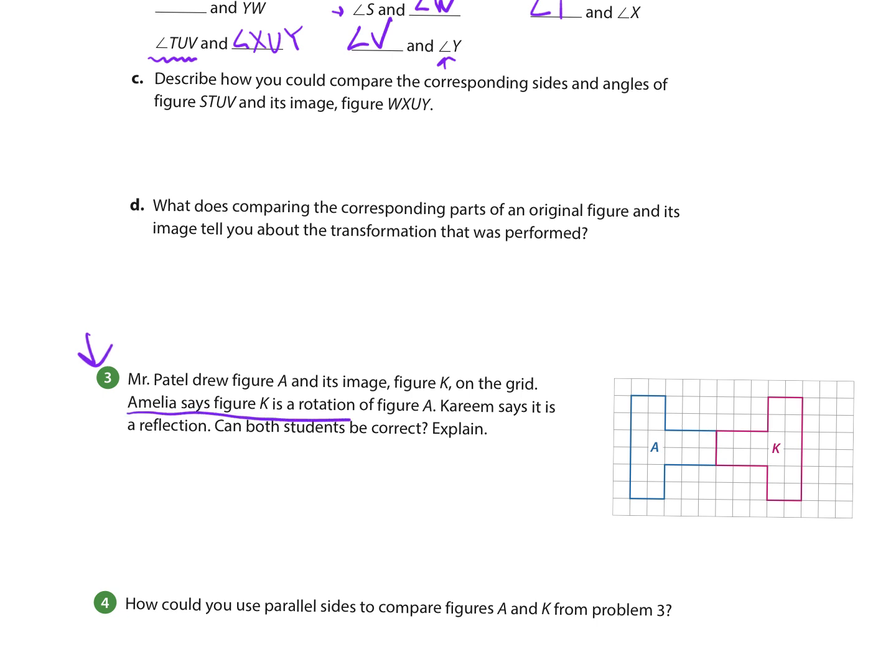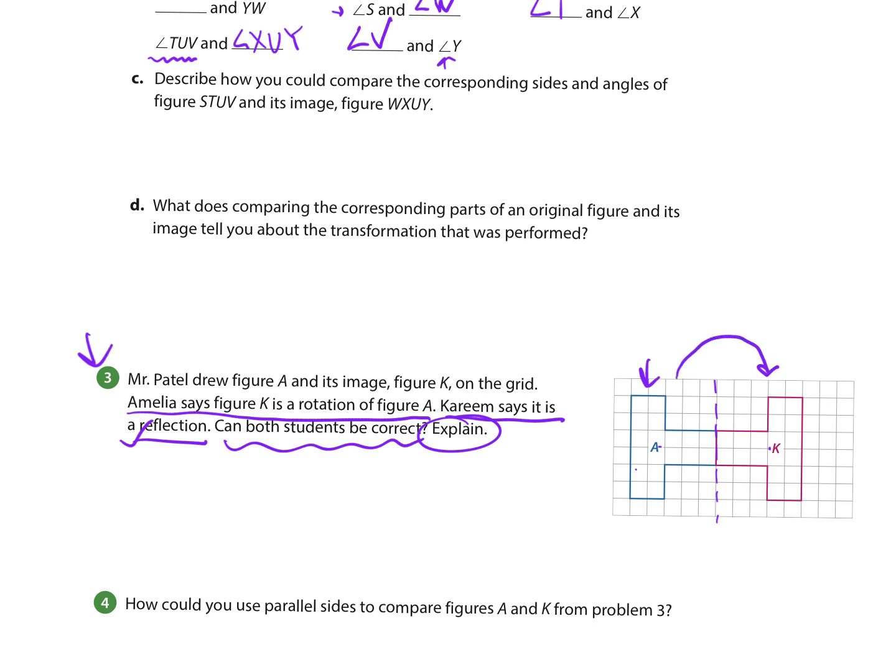Amelia says figure K is a rotation of A. Kareem says it's a reflection. Can both students be correct? Explain. So if you have your patty paper, if you trace this shape, if you reflect it right here and flip it over, you're going to see that A and K are exactly the same. So yes, it is a reflection. Kareem is correct.